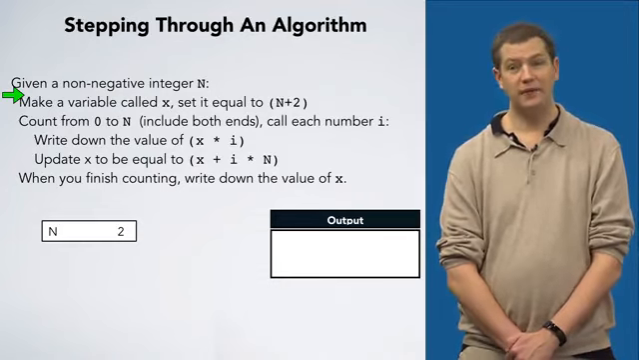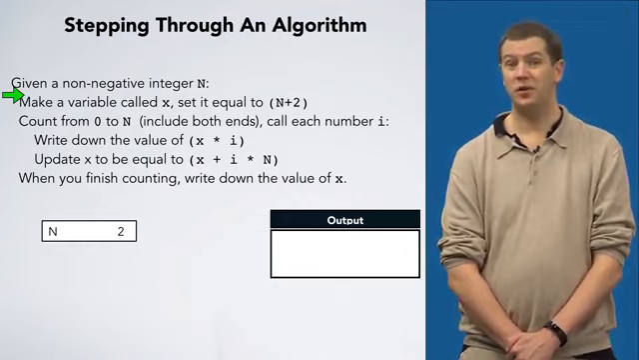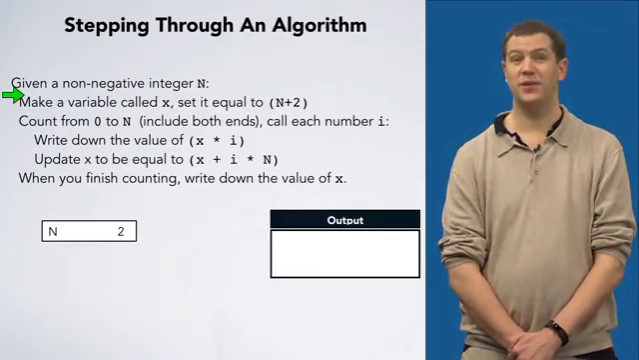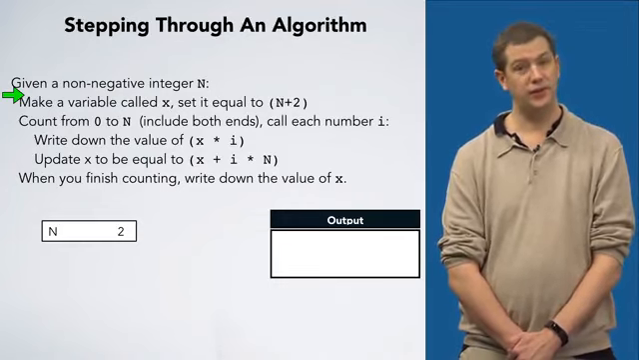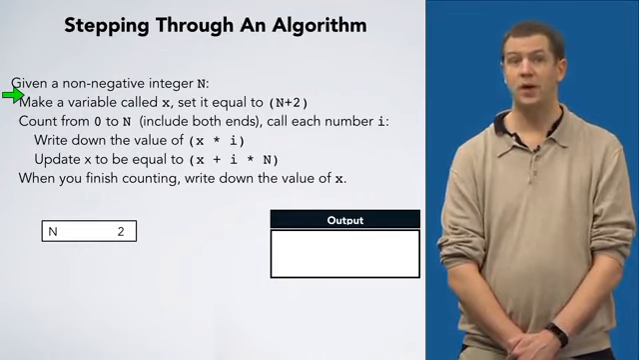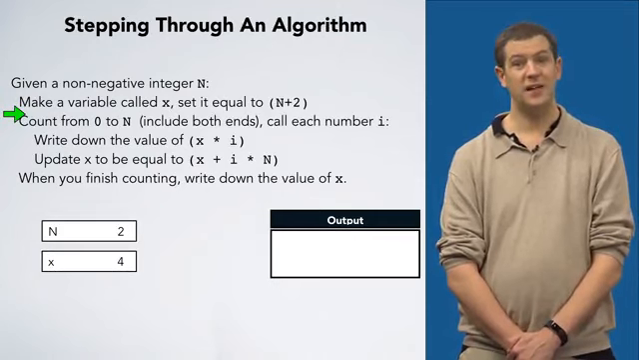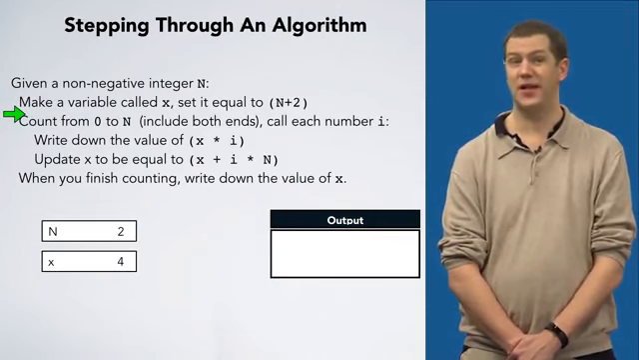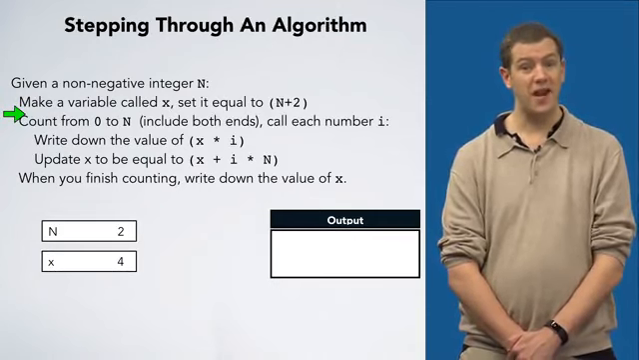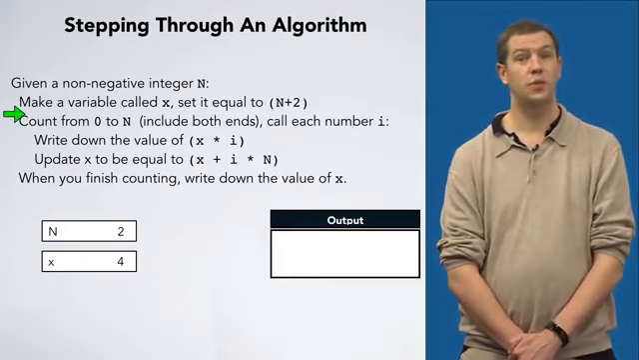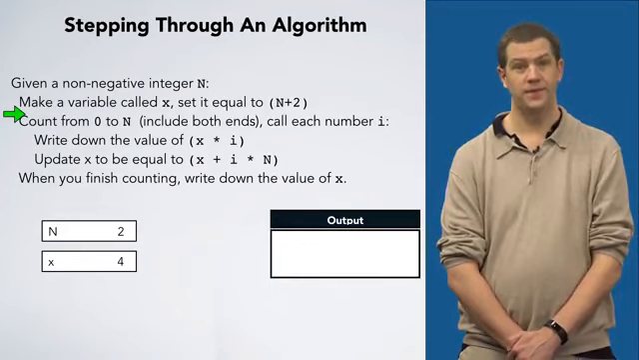The step right after the arrow says to make a variable called x and set it equal to n plus 2. n is 2, and 2 plus 2 is 4, so we want to note that x is initially 4. Our next step calls for us to count from 0 to n. We will want to give a name to the number we are counting so that we can use it in our other steps. Here, we decided to call it i.